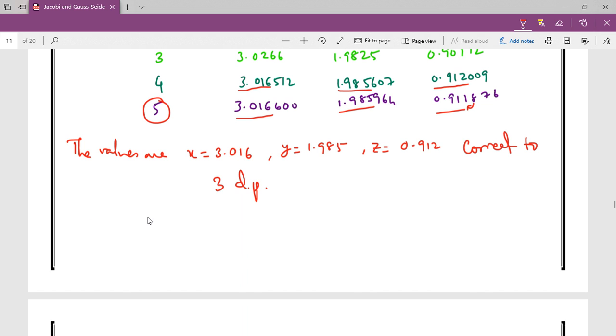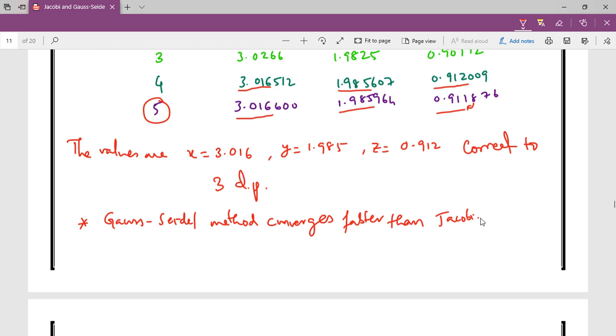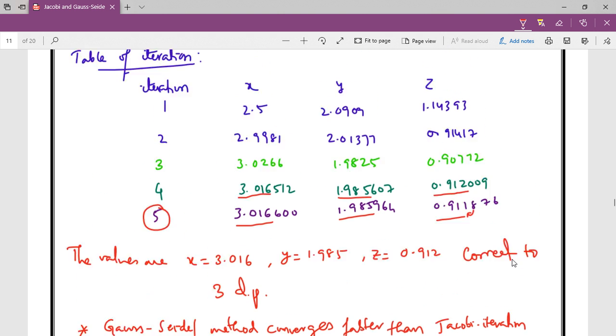Okay, by seeing that, what we can see, the Gauss-Seidel method converges. Converges means it gives the roots. Converges faster than the Jacobi-iteration method. So, this we have to always keep in mind that Gauss-Seidel method converges faster than Jacobi-iteration method.